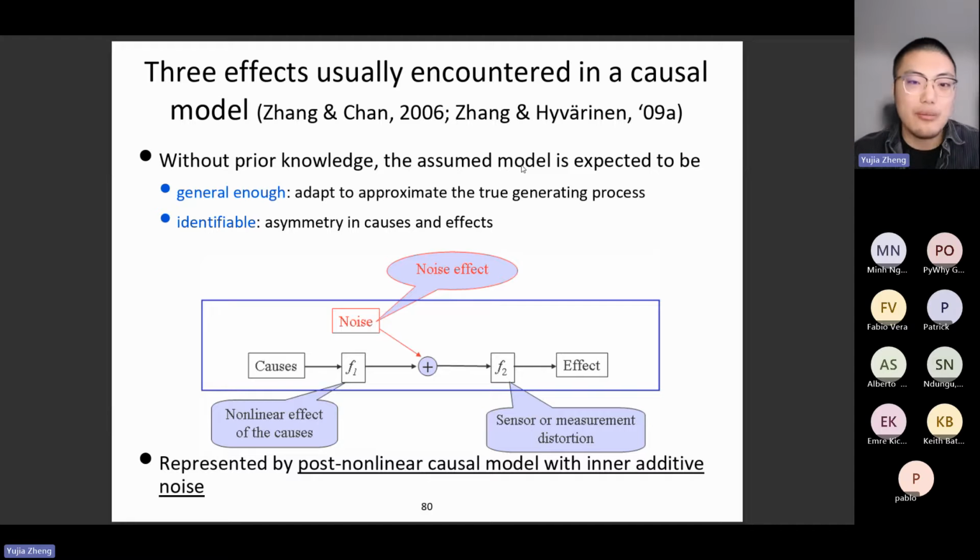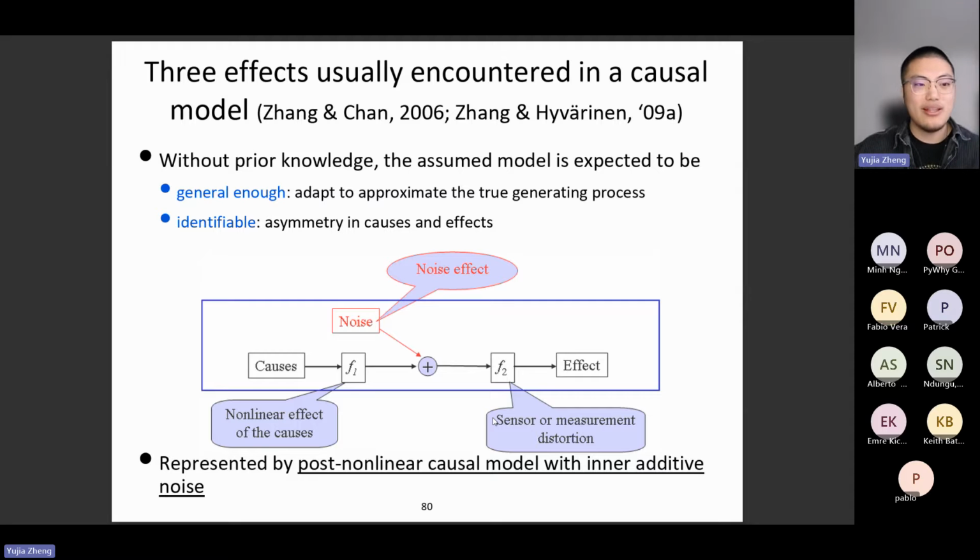For example, if we want to consider three effects encountered in a causal model, the first one is some nonlinear effect of the cause. Of course, we always try to make our model more robust to noise, so we should consider the noise effect. Also, the measurement might not be very accurate, so we also want to include some sensor or measurement distortion. What functional constraint should we have?